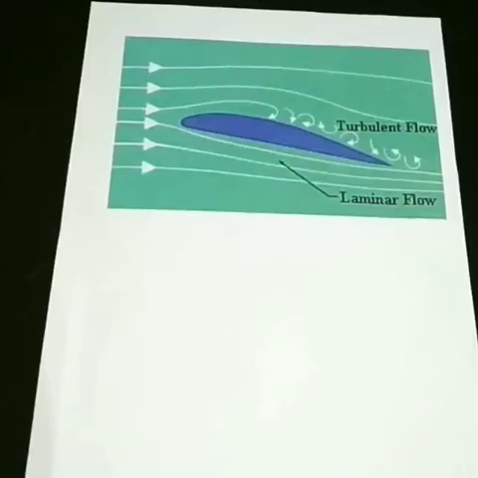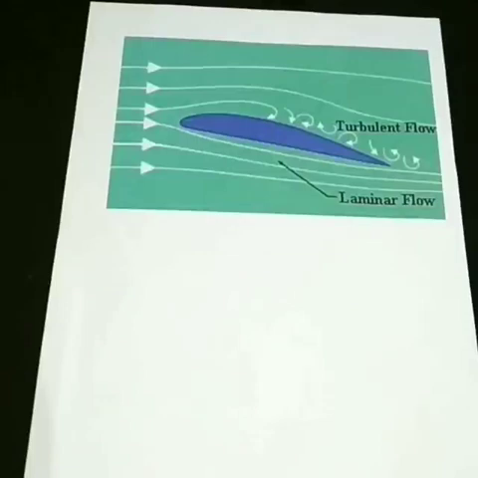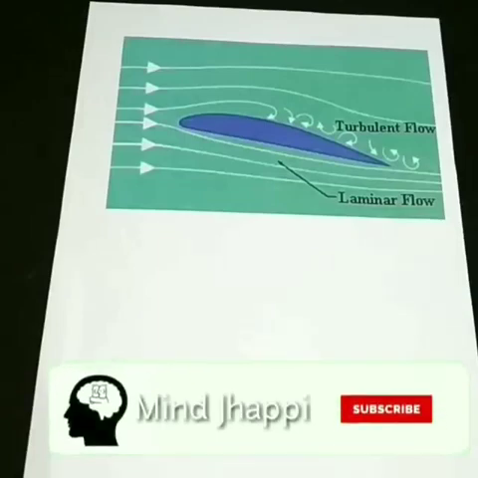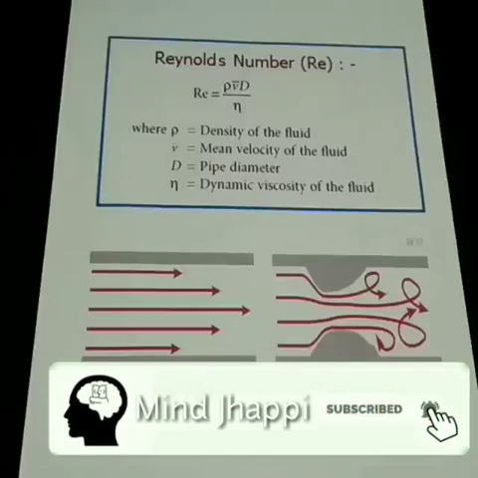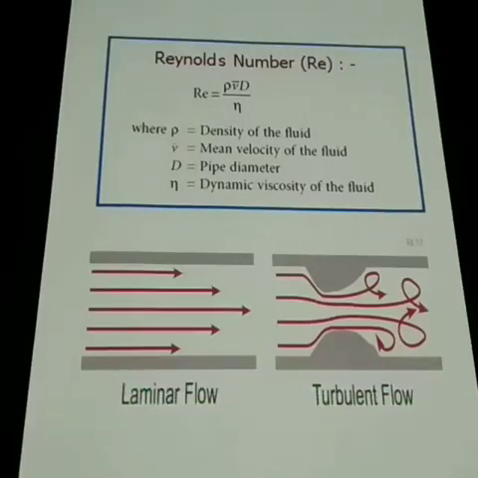As you can see in this image, we have an object which is opposing the direction of air, and the airflow is turbulent and laminar. So Reynolds number basically tells us if the airflow is going to be turbulent or laminar. The formula for Reynolds number is the fluid's density multiplied by the fluid's velocity multiplied by the diameter of the pipe or the object from where the fluid is flowing divided by the viscosity of the fluid.